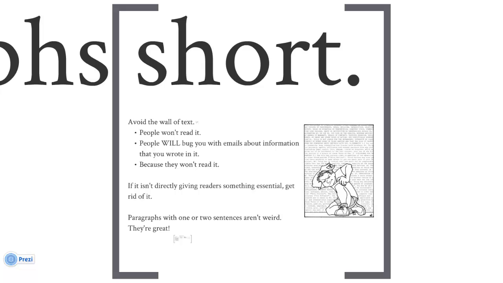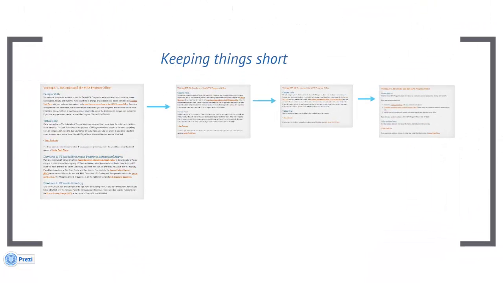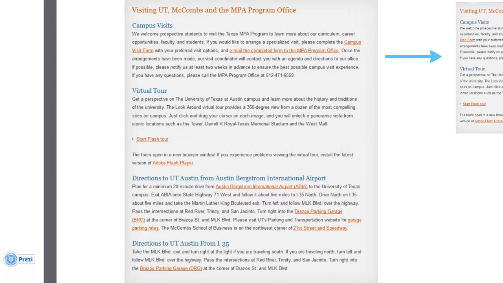To show you how all this works, I've done a rewrite of a page explaining visiting the MPA program. The first thing I consider when I go to rewrite a page like this is what can I take out easily? What can be immediately deleted?